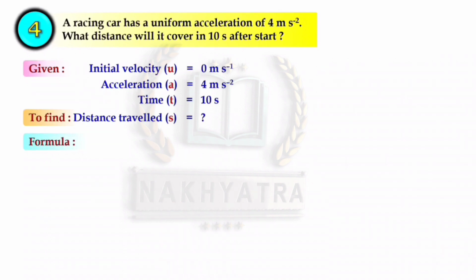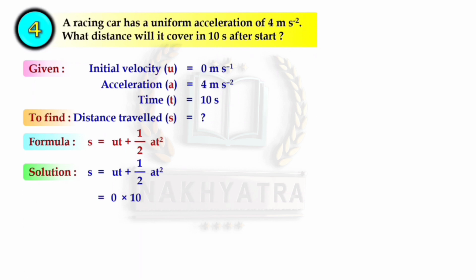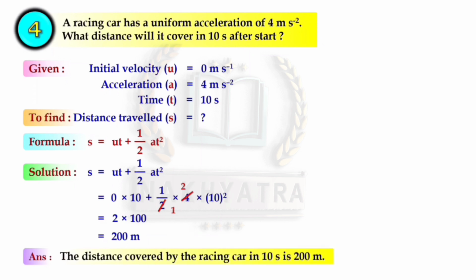So the formula here we will be using is the second kinematical equation, and you already know this, right? And that is s equal to ut plus half at square. So let's solve it now. S equal to, so it is the initial velocity, it is 0, so 0 into time is 10 seconds, so 0 into 10 plus half into 4 into 10 square. Calculate it and we will get the distance s equal to 200 meter. Okay, so the answer is the distance covered by the racing car in 10 seconds is 200 meter.